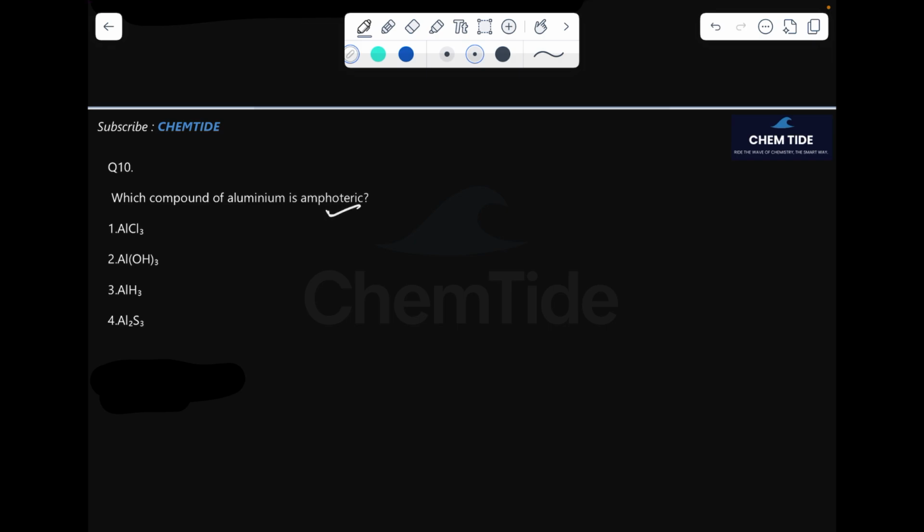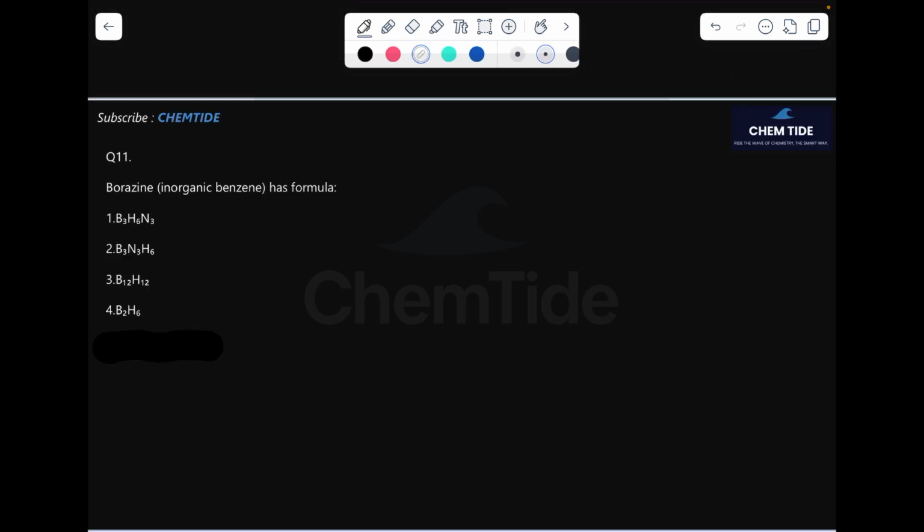Which compound is amphoteric? We know that aluminium compounds are amphoteric in nature, where they can react with acid and base. So aluminium hydroxide is amphoteric. This is salt, this is salt, this is salt. So only answer 2.